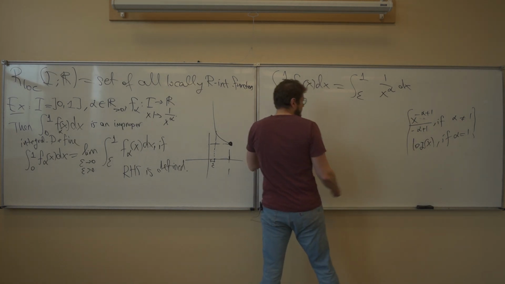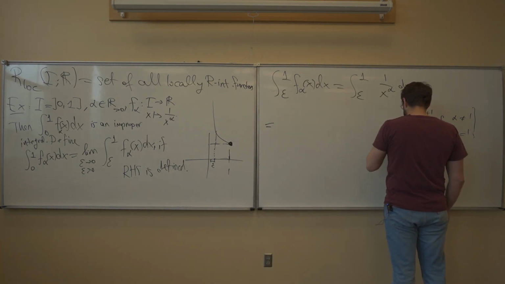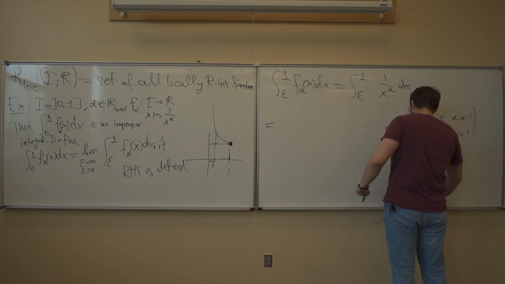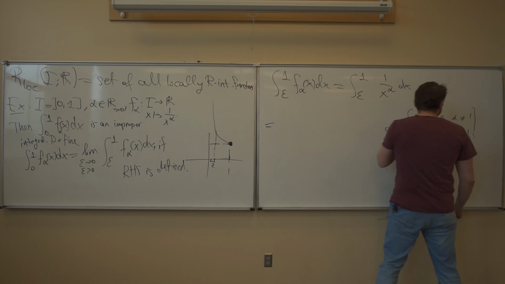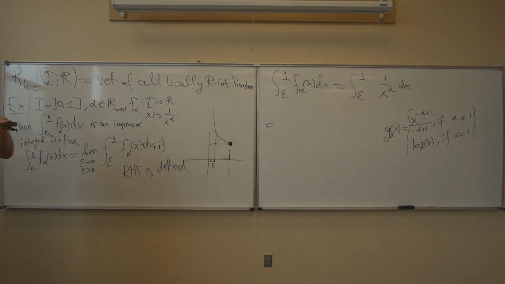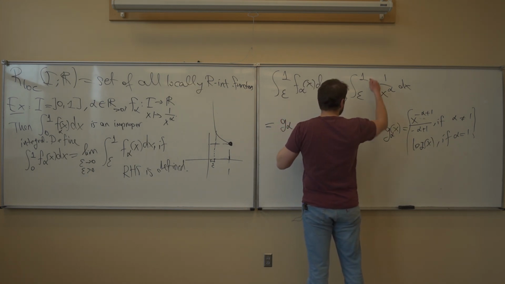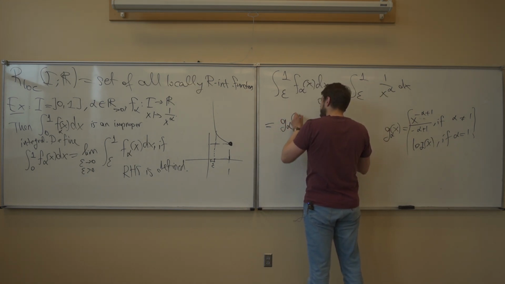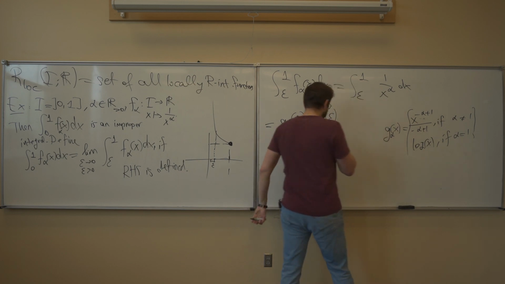So this just means that maybe I should call this something. Let me call this g sub alpha. And I'm doing a weird thing here. It's a piecewise defined function, but the pieces of the function depend on the parameter, not on x. But still, this is a valid thing to do. So this is nothing but g sub alpha evaluated at 1 minus g sub alpha evaluated at epsilon.